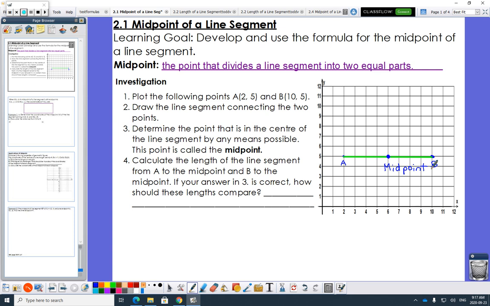Okay, so we're going to calculate the length of the line segment from A to the midpoint and B to the midpoint. So this is 6, 5. And if our estimate of where the midpoint is correct, then if it's cut the line in two equal parts, that means that this length should be equal to this length.